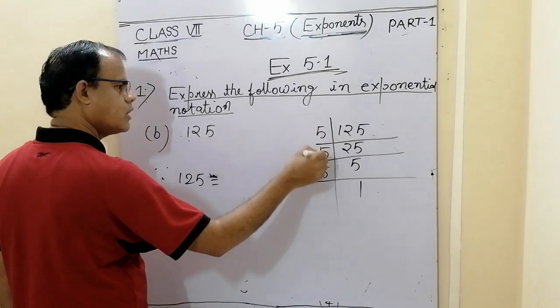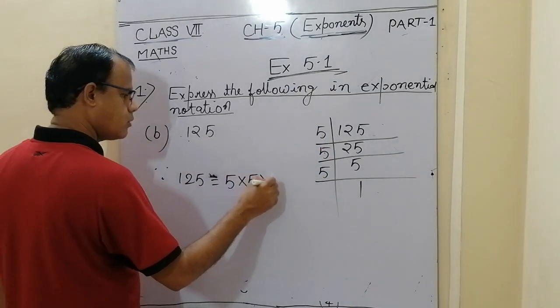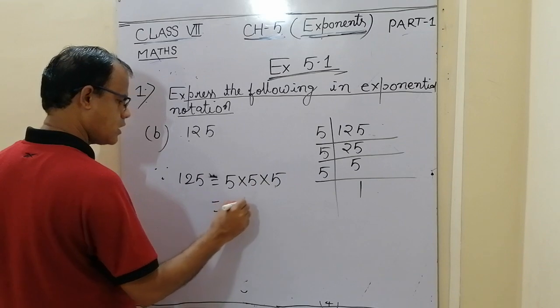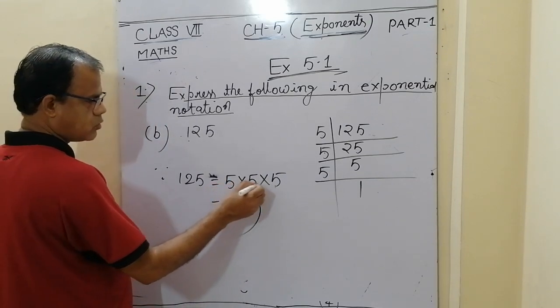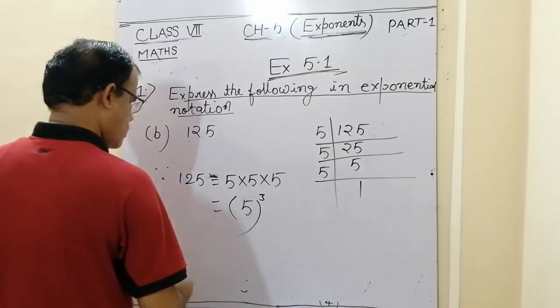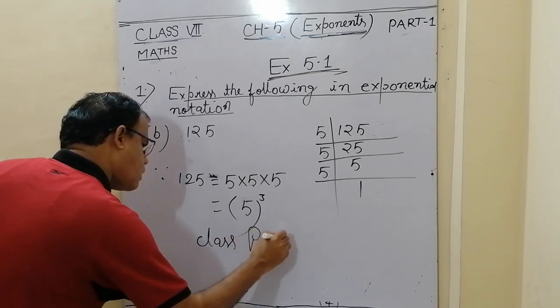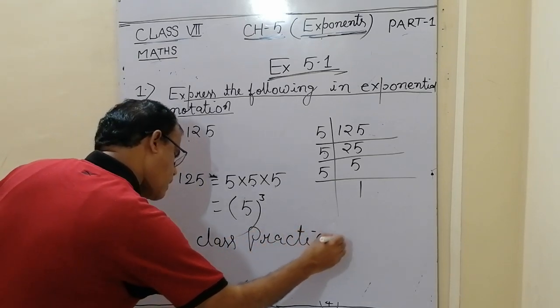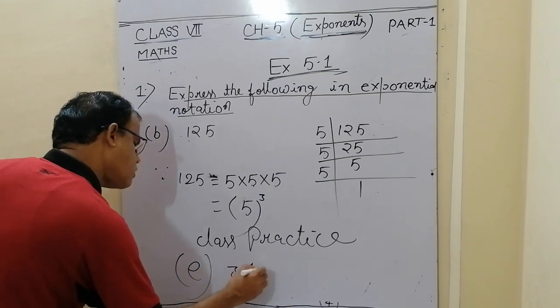125 becomes how many times 5? 1, 2, 3 times 5. 5 multiply 5 multiply 5. So it becomes 5 raised to the power how many times? 1, 2, 3, 3 parts. 5 raised to the power 3. For class practice, you have to solve E part, that is 343.